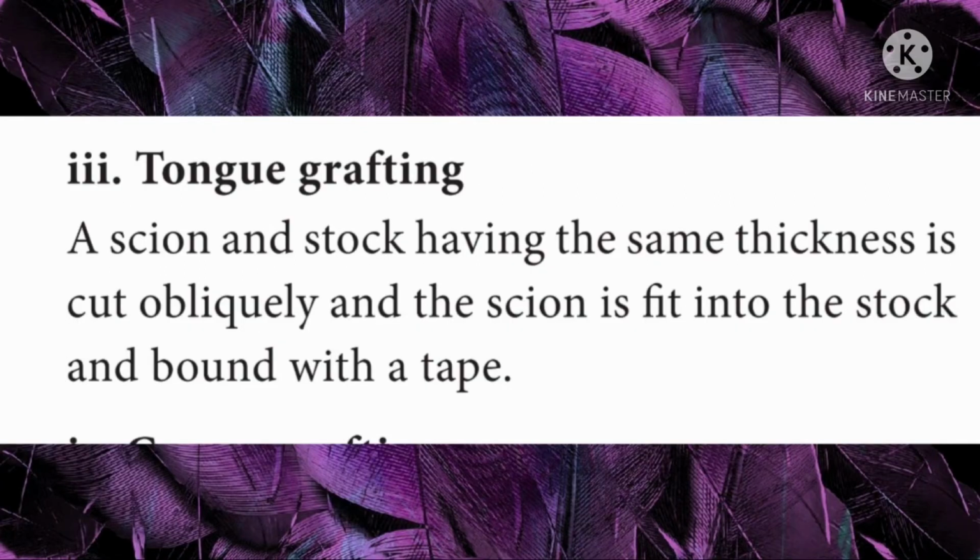In tongue grafting, a scion and a stalk having the same thickness are taken, and they are cut obliquely, that means crossly, and the scion and the stalk plants are fit into each other and tightly bound, that means tightly joined with a tape.